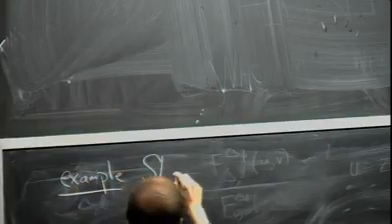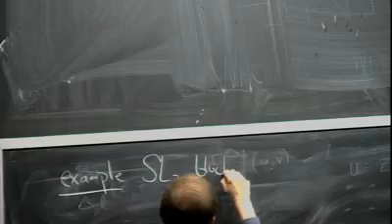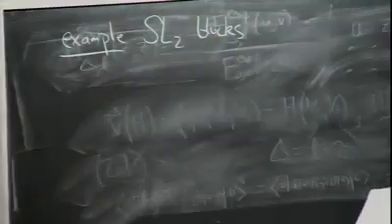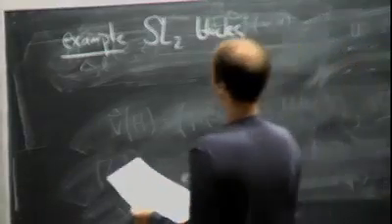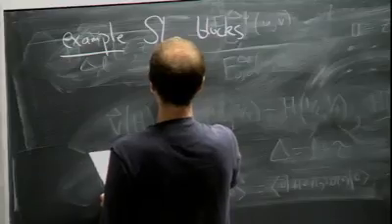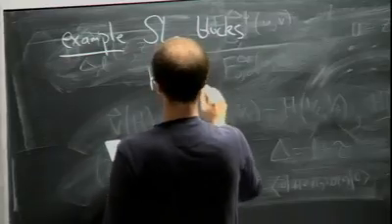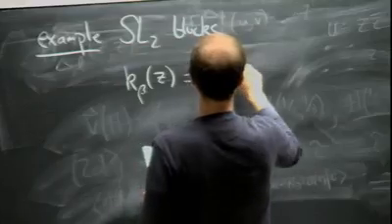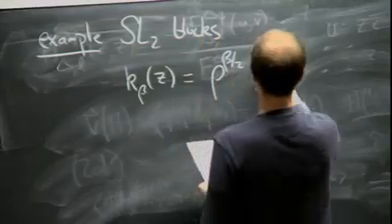Which are SL2 blocks, which were just these hypergeometric functions. So the SL2 blocks, we had this function k beta of z. There's a hypergeometric transformation that lets you write this in terms of a different variable, which I'll define in a moment.